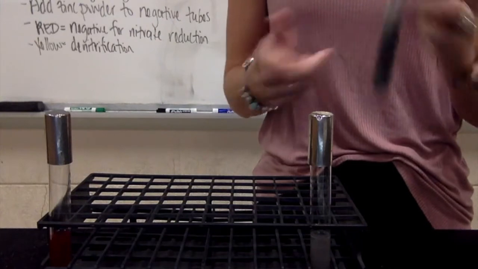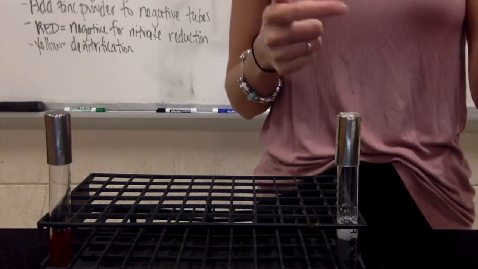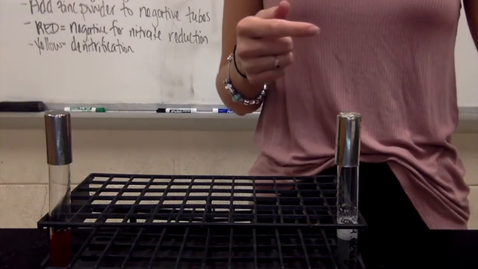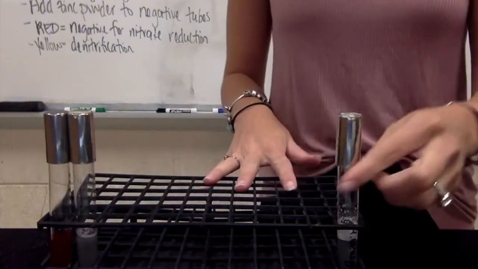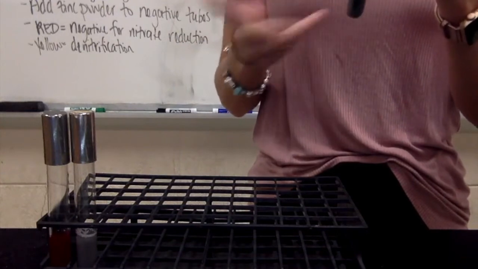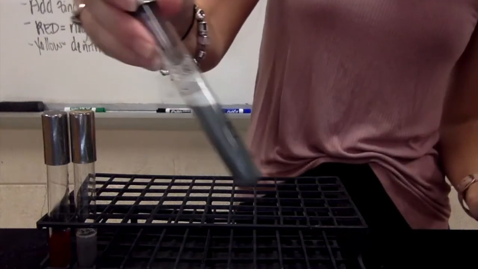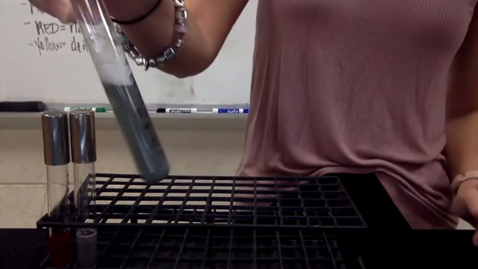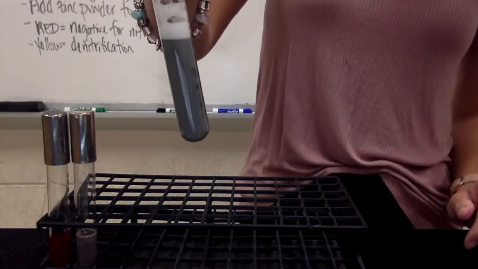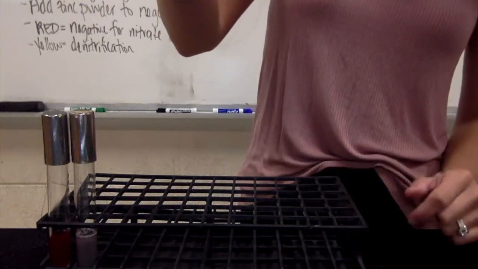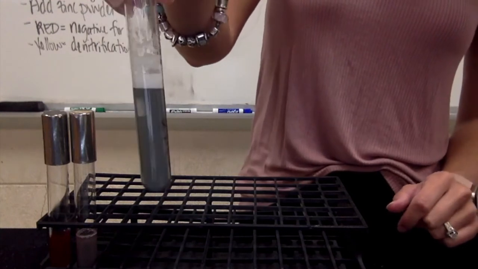So I'm going to give it a little swirl. As you can see, I again got no color change. Now it is looking a little gray. It's just because of that zinc powder. As it sits and settles, you would be able to see more of the color of the media instead of all that zinc powder.